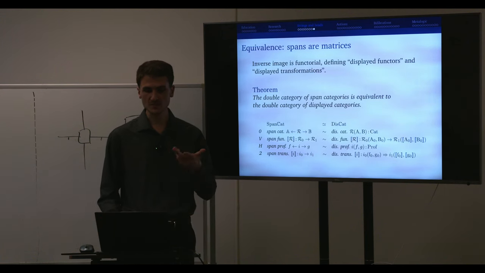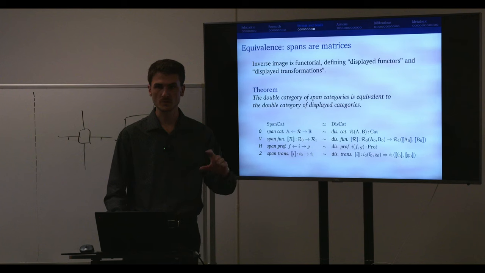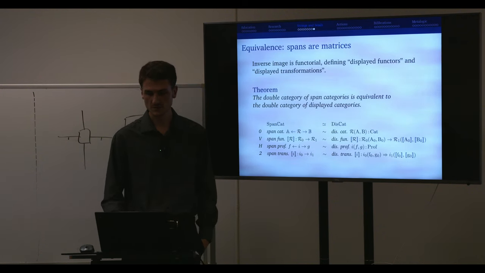So basically, we were just missing a dimension in the literature, which was the spans of profunctors, and this completes the equivalence of double categories.